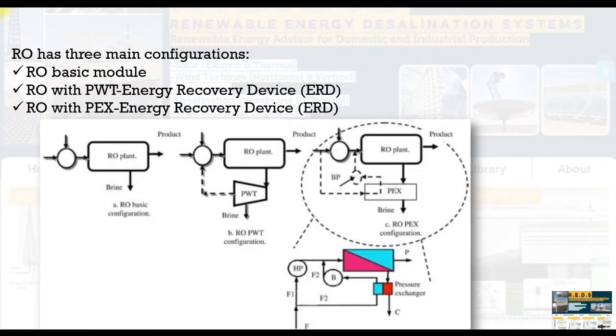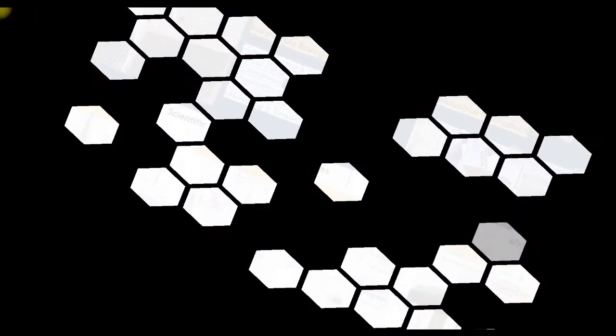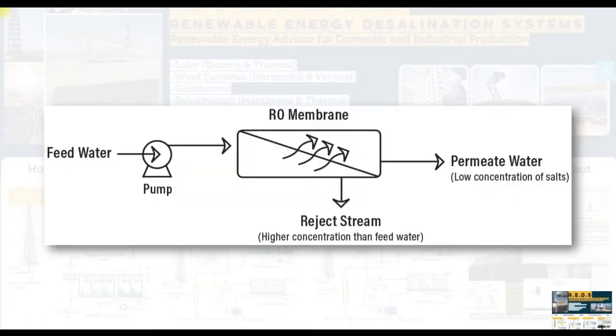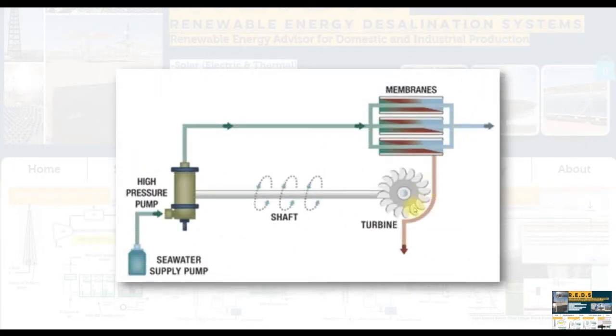We can deal with three main configurations: basic module, Pelton wheel turbine energy recovery device, and pressure exchanger recovery device. For the basic module, we have one input stream, feed water, and a rejected stream, brine at high pressure, and permeate water, which is our production water. For the Pelton wheel drive, we can harvest the pressure from the brine loss in order to generate some power to reduce the load on the high pressure pump. It's a very interesting device.